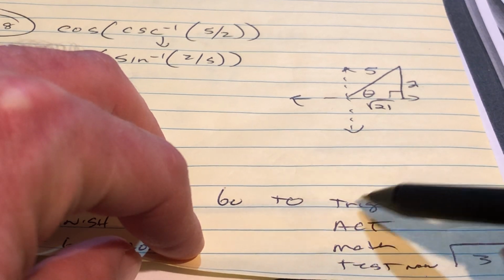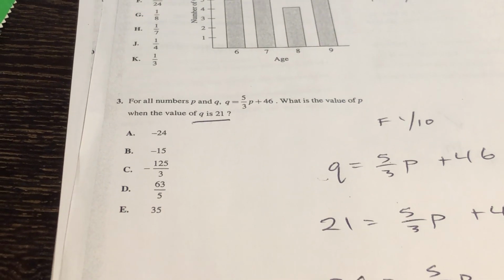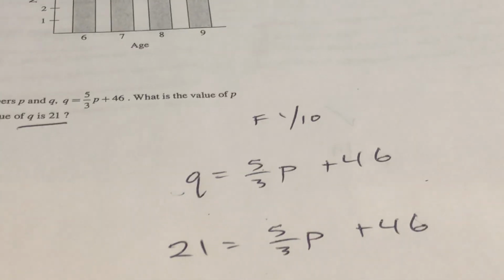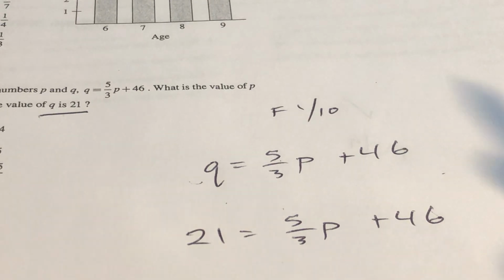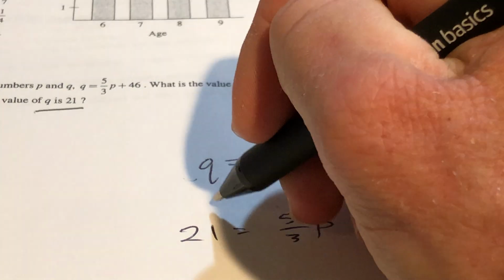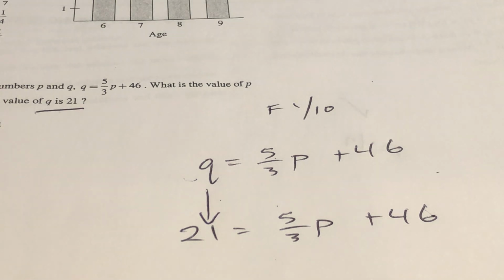So we're going to go to Trig Quarter 3 ACT Math Test. All right, we have done questions 1 and 2 together in class. All right, this one right here, for all numbers P and Q, you have that formula. What is the value of P when the value of Q is 21? So that is the formula. This is for Friday 110. So 21 is Q. 21 is equal to 5/3 P plus 46. All right, you want to subtract 46 from both sides.